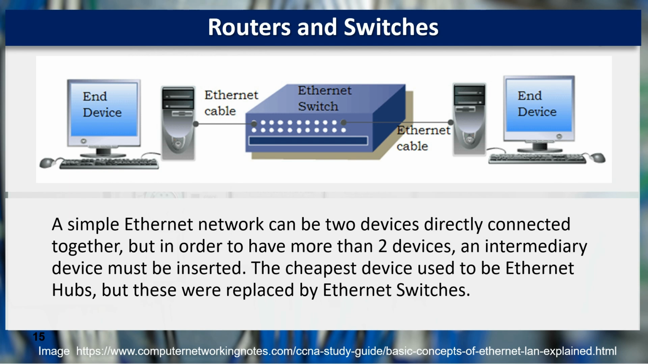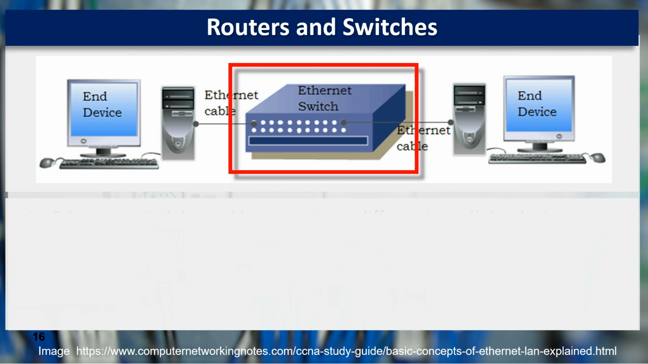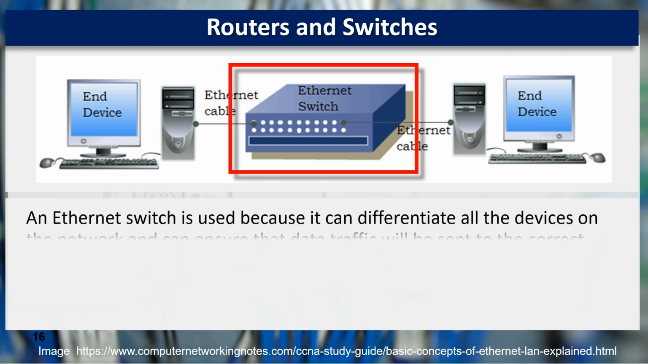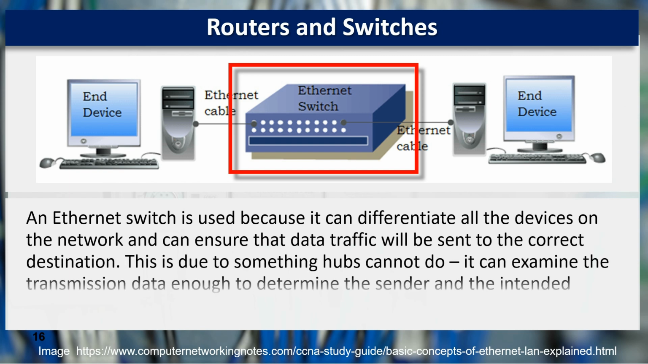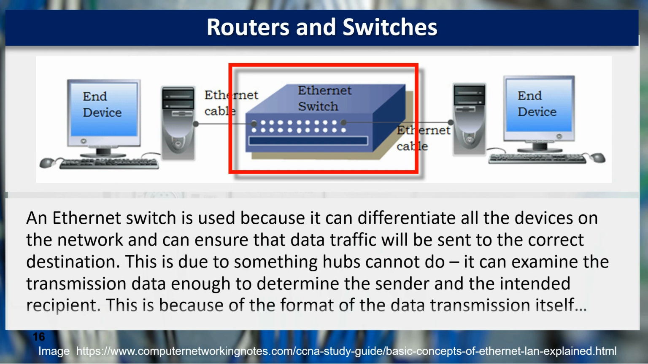The cheapest device used to be the Ethernet hub, but these were replaced by Ethernet switches. An Ethernet switch is used because it can differentiate all of the devices on the network and can ensure that the data traffic will be sent to the correct destination. This is due to something hubs cannot do. It can examine the transmission data enough to determine the sender and the intended recipient. And this is because of the format of the data transmission itself.